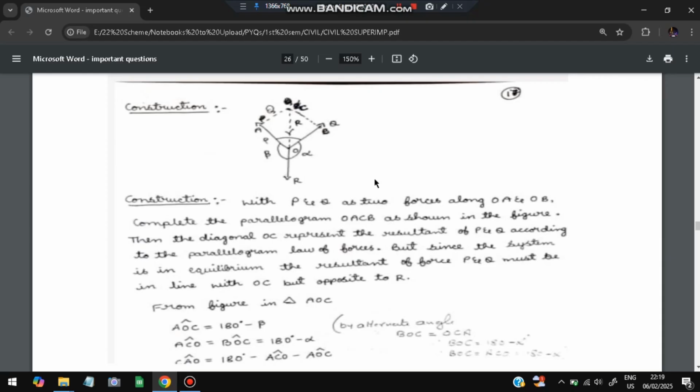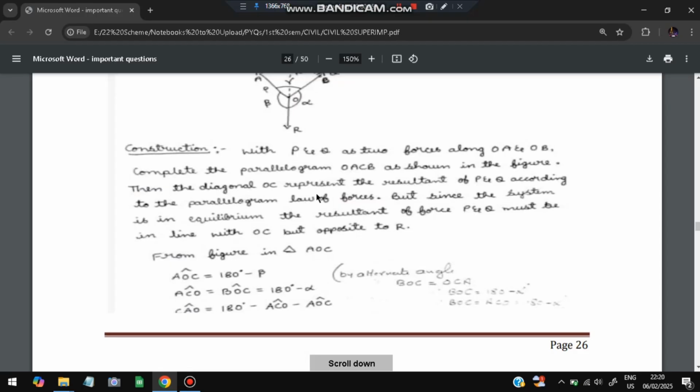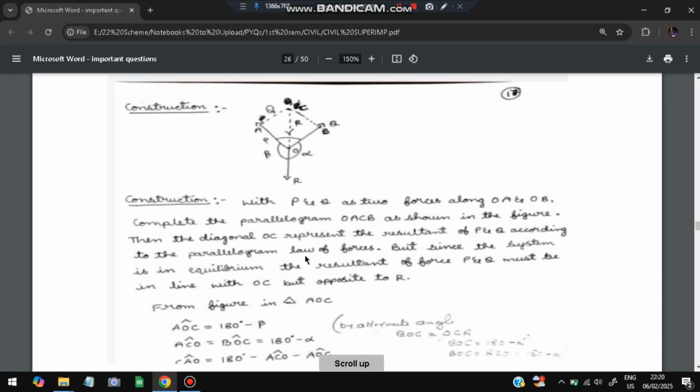Okay, this is beta, this is alpha, this is gamma, and we are divided into two parts here. The point here is C. Now what we will be doing is, we will consider the triangle AOC. In triangle AOC, this angle is nothing but 180 minus beta.